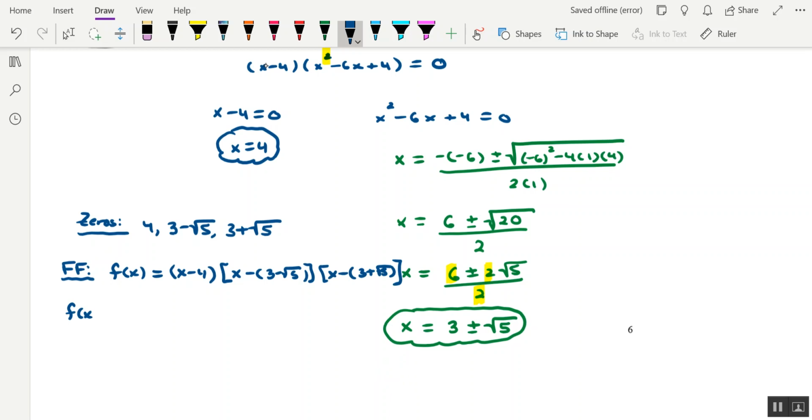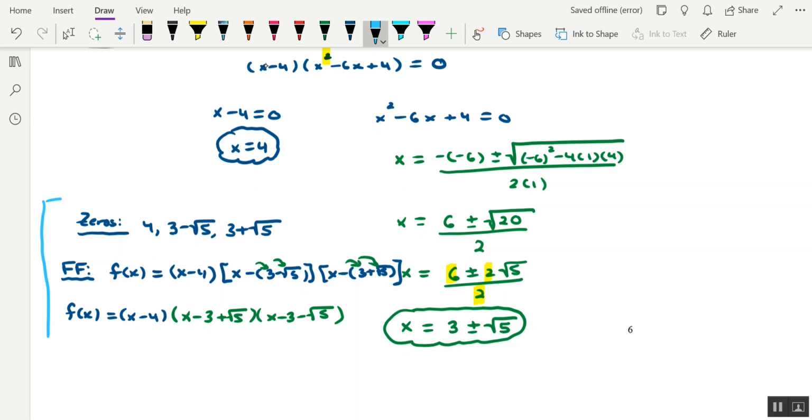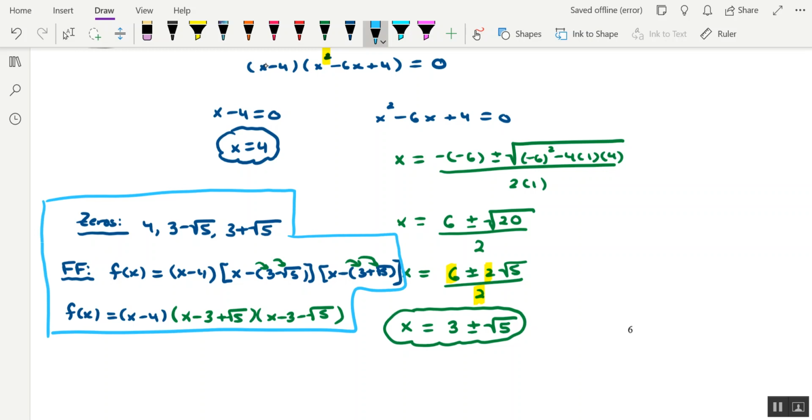And I'm going to go a little bit further to distribute the minus sign to clear parentheses inside these brackets, thereby allowing me to rewrite the brackets as parentheses. So x minus 3 plus the square root of 5, and then x minus 3 minus the square root of 5. Okay, so there are the zeros, and if it had requested a factored form, okay, this would be the version to use. And there are the zeros one more time.